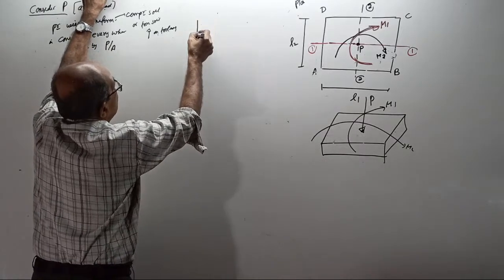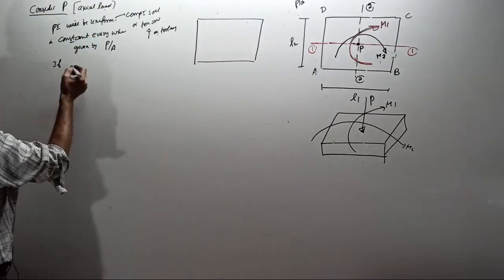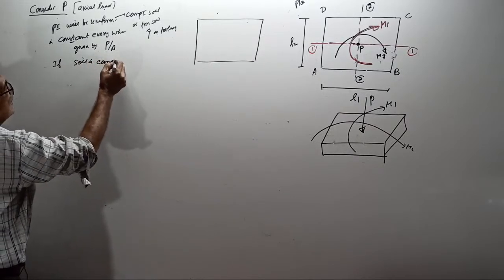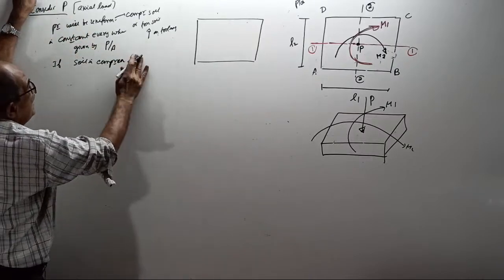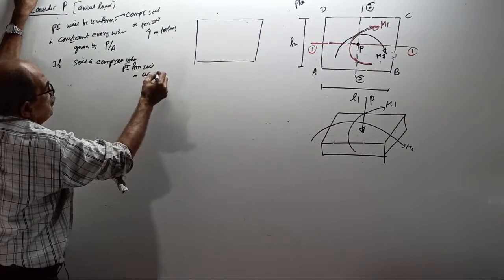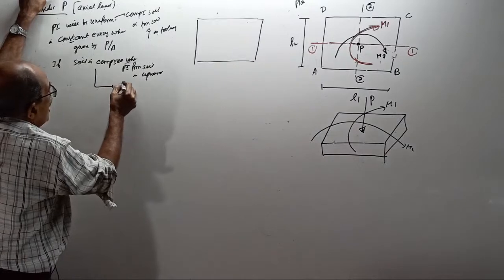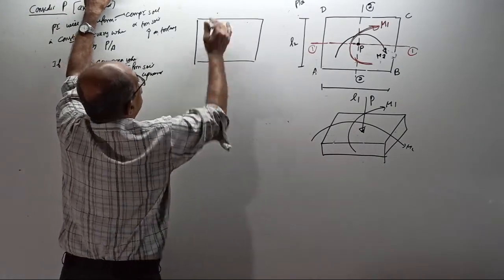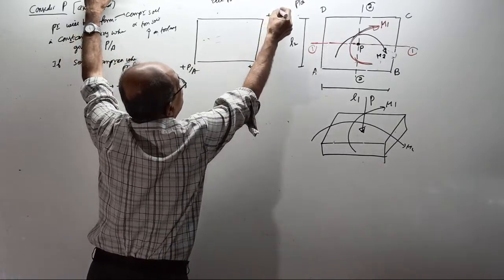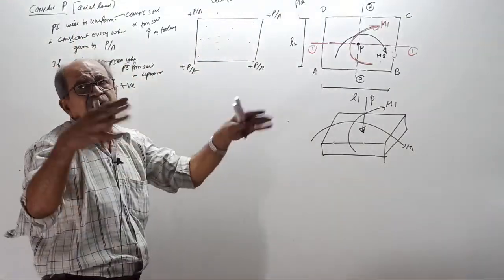Therefore, if I write the pressure variation here, what I will do is: if the soil is compressed, whether the pressure from the soil is upward, we will take it as positive. So I will write here, due to P, it is plus P by A everywhere, P by A, P by A, P by A.